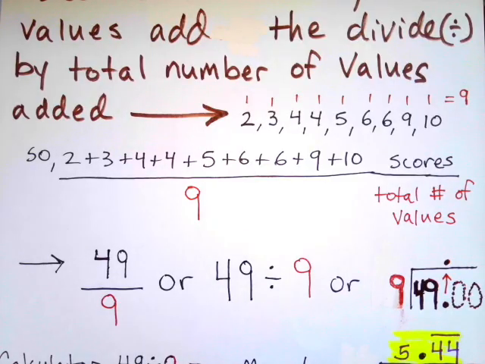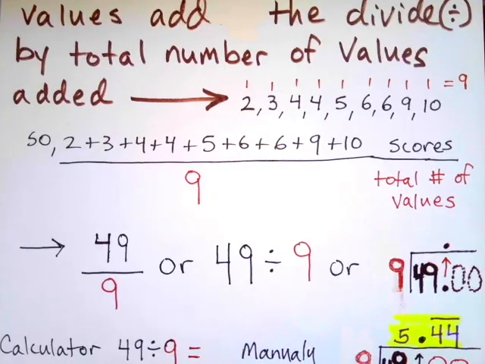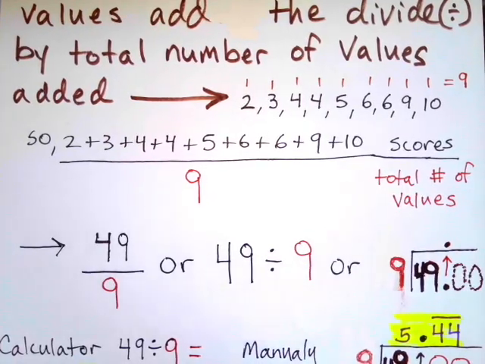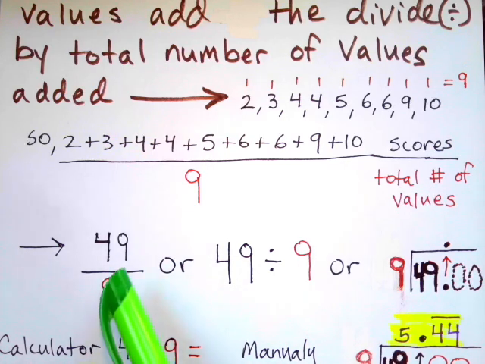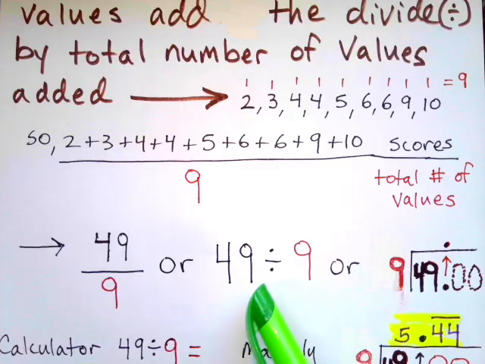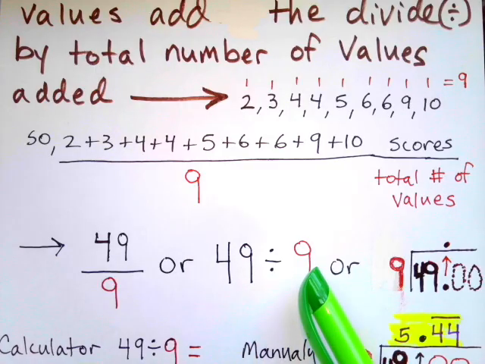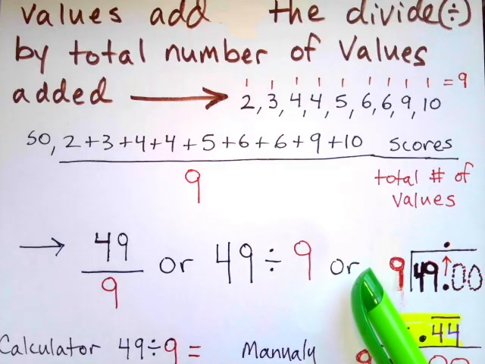Okay, so I'm going to try to say this in many different ways in case this is not clicking or you're new to mean, median, and mode. There are 3 ways to write this, right? You can write 49 divided by 9. Every fraction is a division problem, or 49 over 9. Or you can write 49, division symbol, 9. They each mean the same thing. It's just a different way to write it.